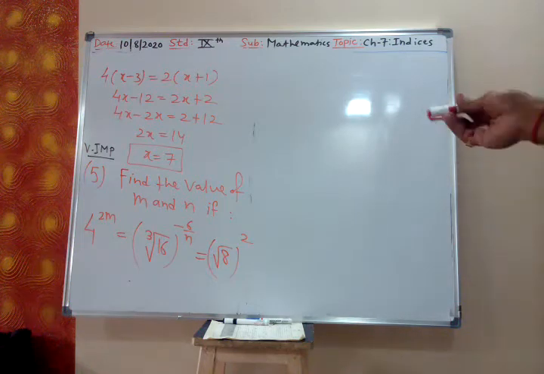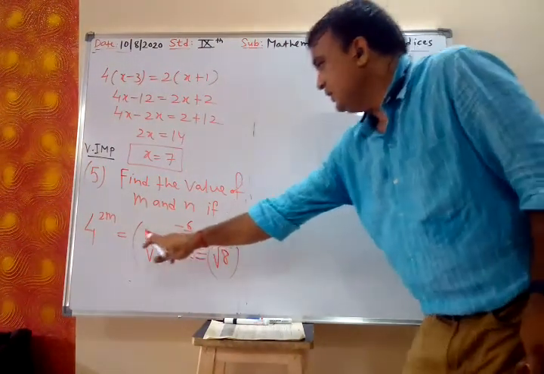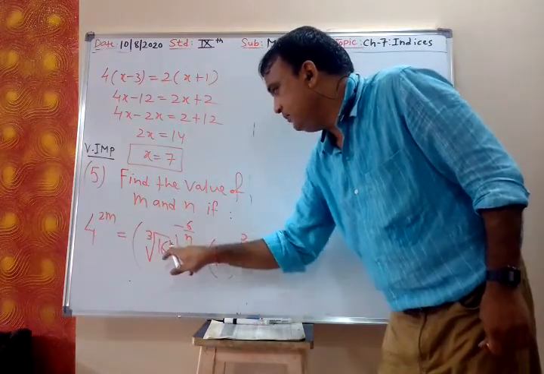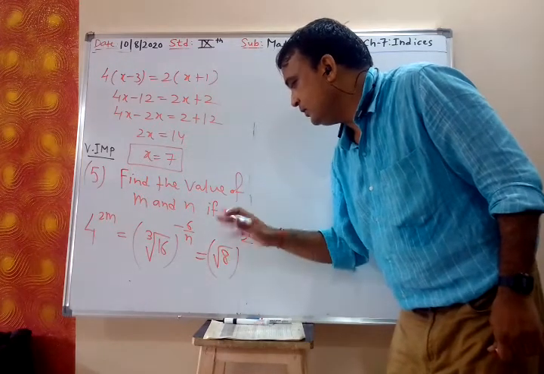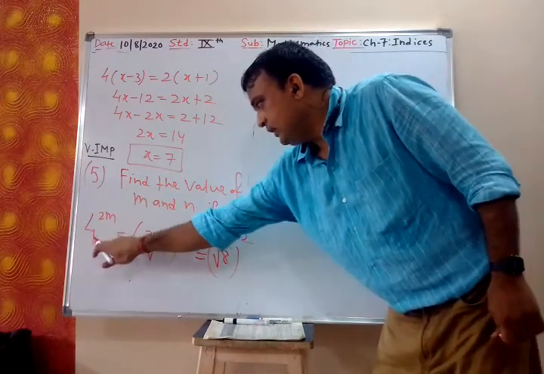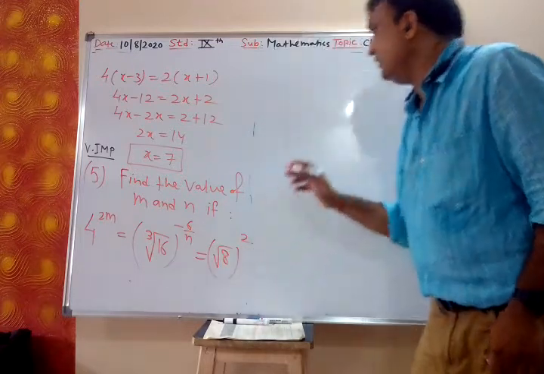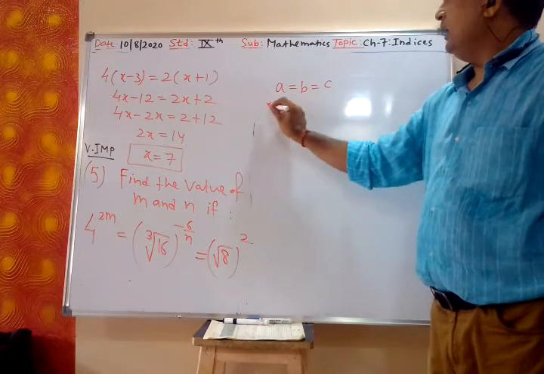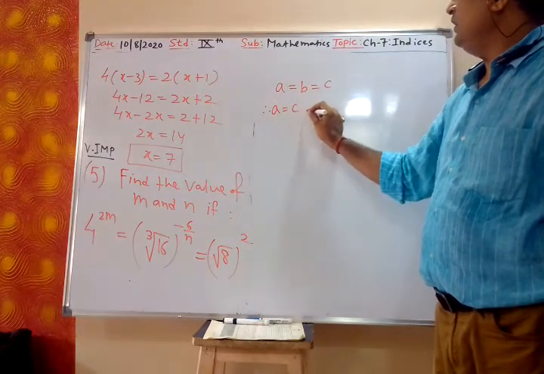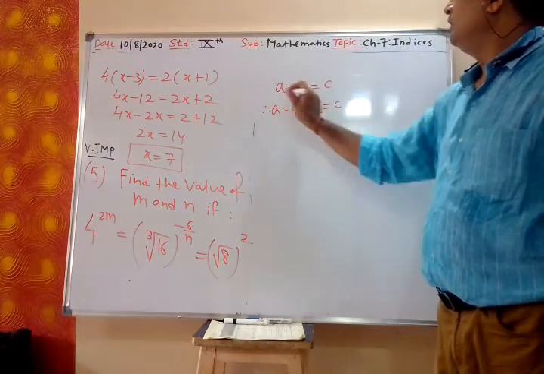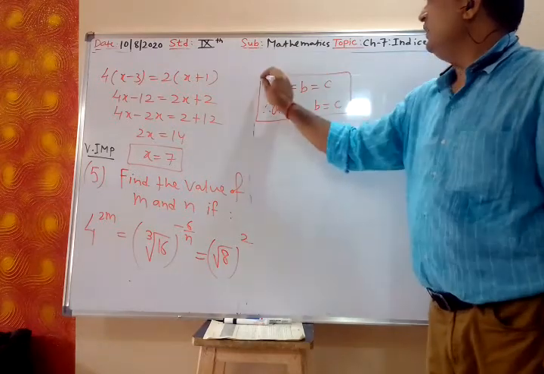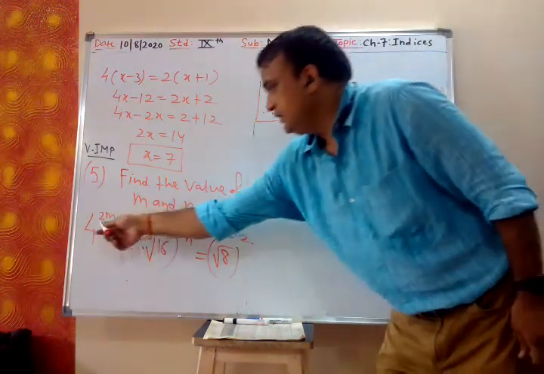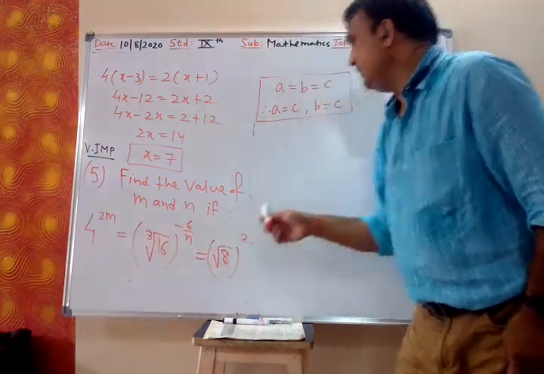Now let us do this. Complete this. So we are using the logic A is equal to B is equal to C. Now in A we have M, in B we have N, and in C there is no variable. So I will use A is equal to C and B is equal to C, because in C there is no variable. So I will compare my A with C and my B with C.